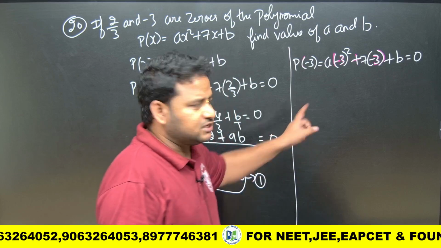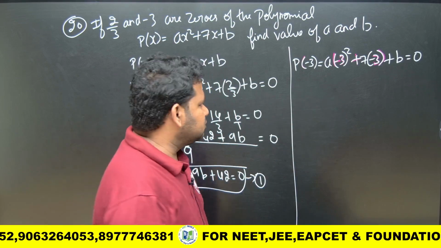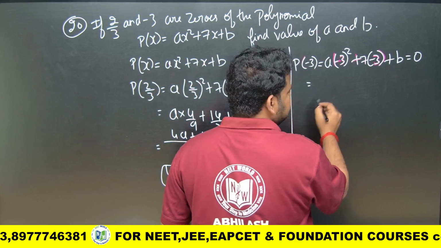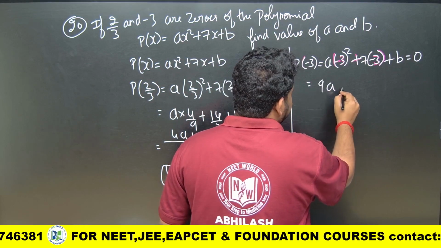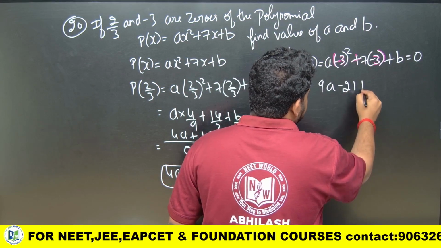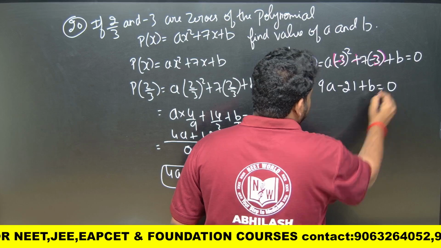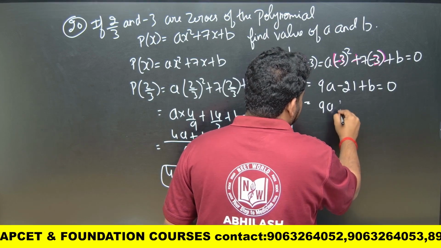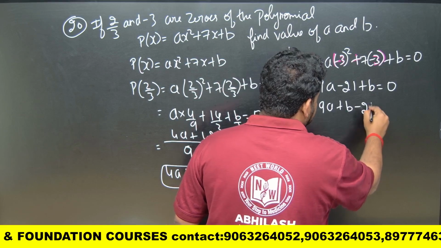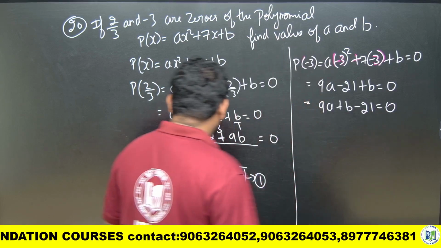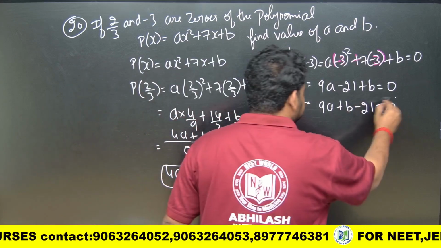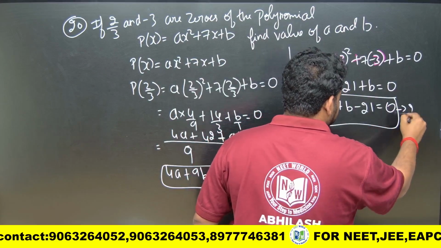When I put the zeros, that should become equal to 0, correct? The value of the polynomial should become equal to 0. So, this will become a into 9, that is 9a, 7 into minus 3 is minus 21, plus b is equal to 0. I can write this as 9a plus b minus 21 is equal to 0. Let me write this as equation 2.